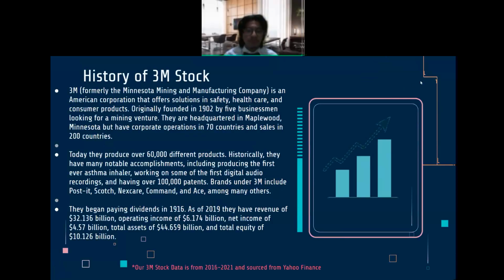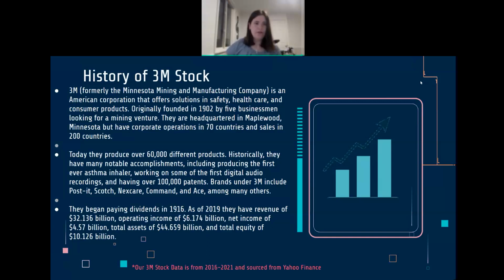So 3M is a company that was formerly known as the Minnesota Mining and Manufacturing Company. They're an American company and they offer solutions in safety, healthcare, and consumer products. They were originally founded in 1902 by 5 businessmen who started out as a mining venture. They're headquartered in Maplewood, Minnesota, and have corporate operations in 70 countries and sales in 200.